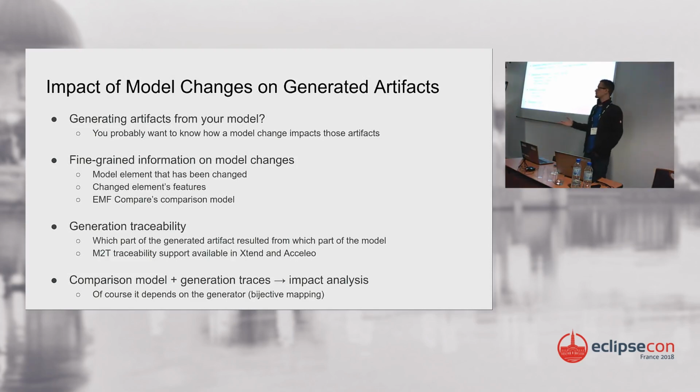The second artifact that you need, of course, is generation traceability. So generation traces allow you to identify or to reason about which part of the generated artifact resulted from which part of the model. And obviously, if you put those two things together, the comparison model and the generation traces, you can find out if a model element has been changed on that value, what are the impacted files in your source code that has been generated, and exactly on which character range this change impacted your code. So that's a pretty cool thing.